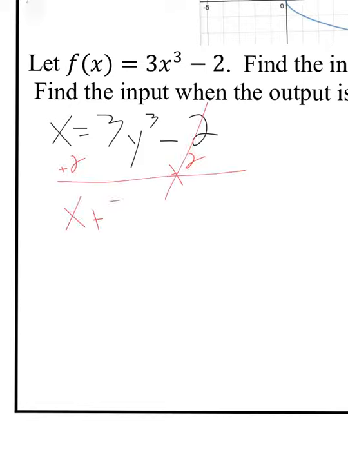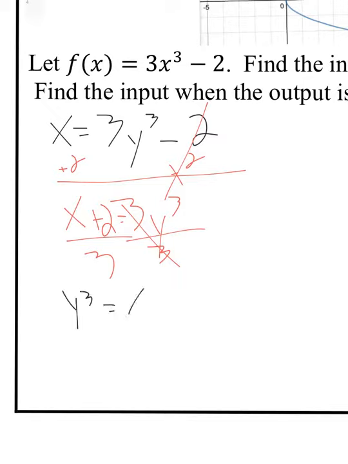X plus 2 equals 3y to the third, so now I'll divide by 3. Oops, I forgot that. Okay. So divide everything by 3. And so you get y to the third equals, and I'll just keep this as a fraction. It's not a big deal. You can separate it like I did before, or you can keep it all together.